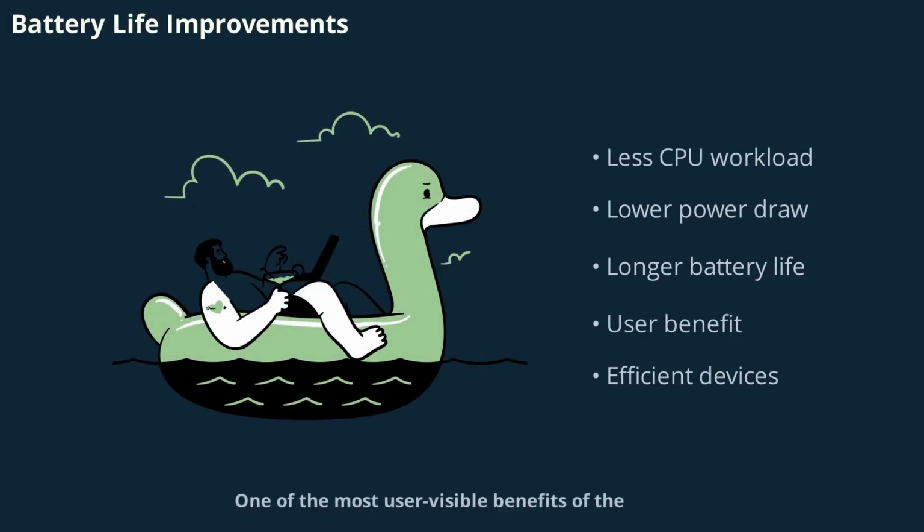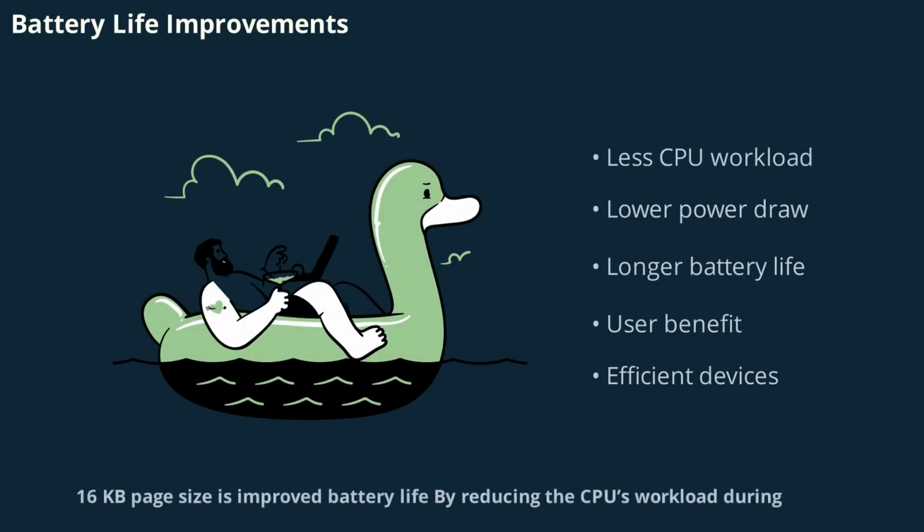One of the most user-visible benefits of the 16 KB page size is improved battery life. By reducing the CPU's workload during app launches and other memory-intensive tasks, devices draw less power. This means your phone lasts longer on a single charge, a win for everyone.